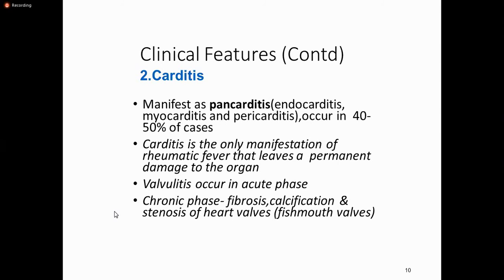Valvulitis occurs in the acute phase, then in the chronic phase there is fibrosis, calcification, and stenosis of the heart valve, and the valve appears as a fish mouth valve. So the patient has lifetime damage of the heart valve, and the patient starts to have regurgitation and different types of murmur and compromised cardiac activity for a lifetime.